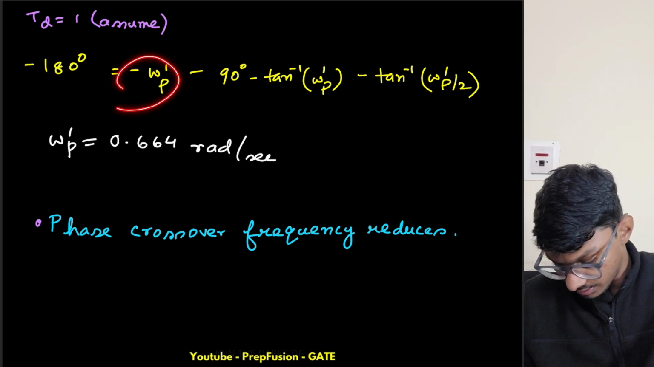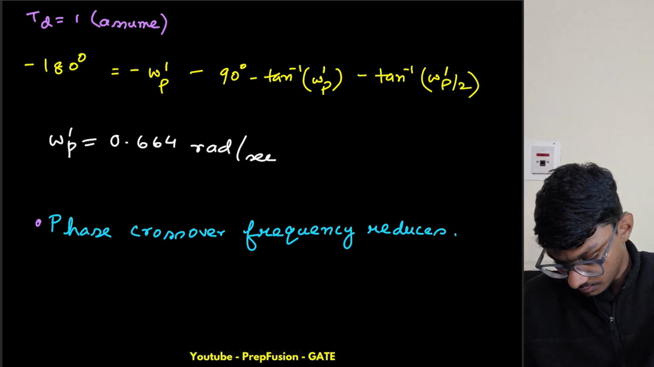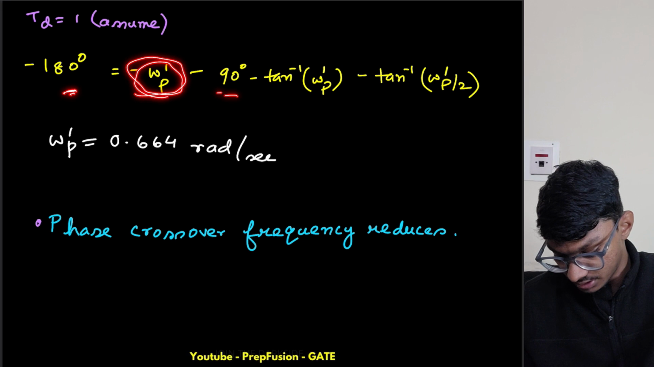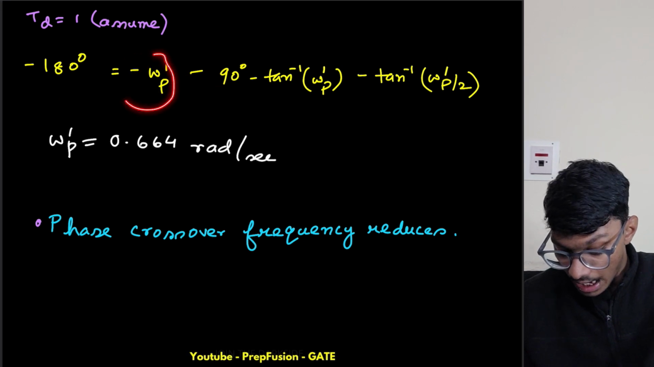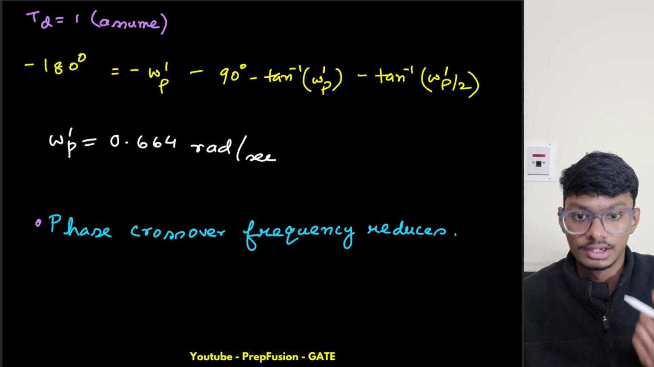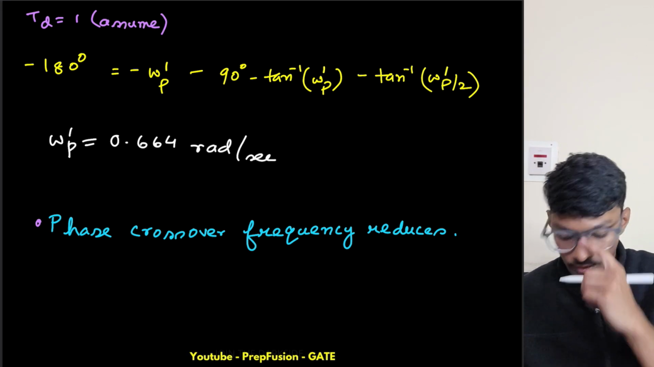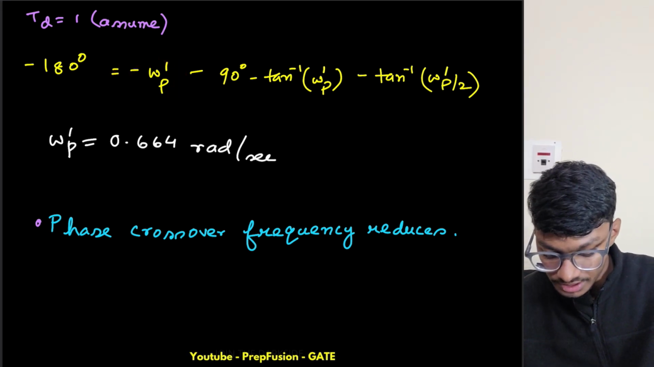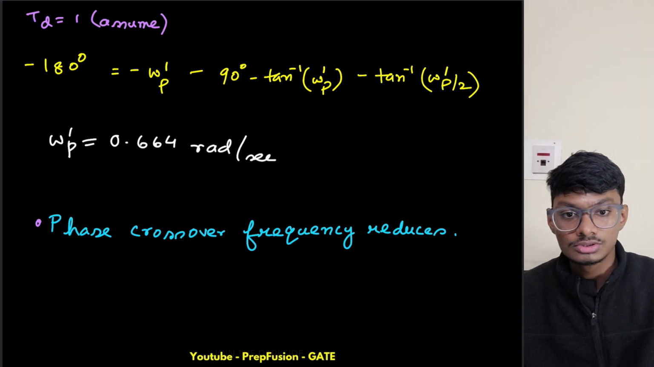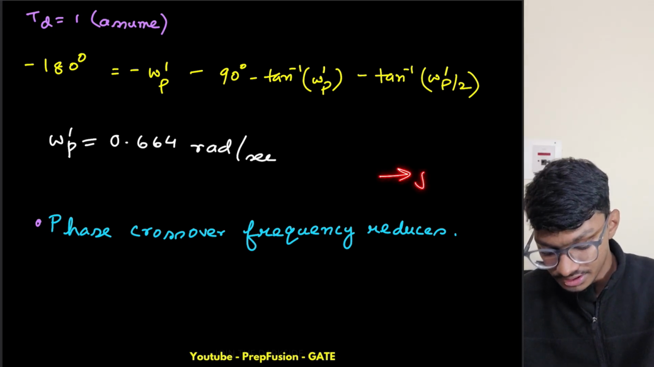Omega p, okay, yeah. If this wasn't there, then obviously this was only minus 90. Now this is contributing some extra angle, so what will happen? I'm reaching my phase crossover frequency earlier. Why? Because this is also contributing some angle. So my omega p is going up from 0, increasing from 0. What is happening? Slowly it is reaching under root 2.